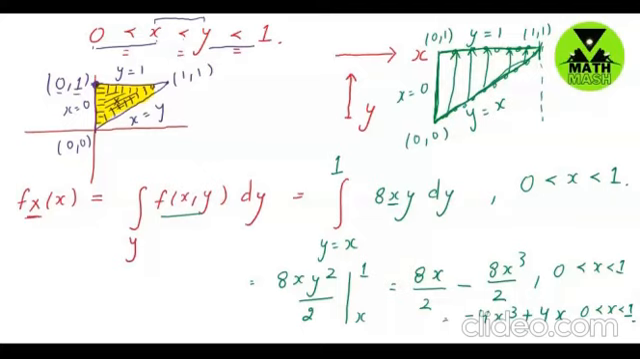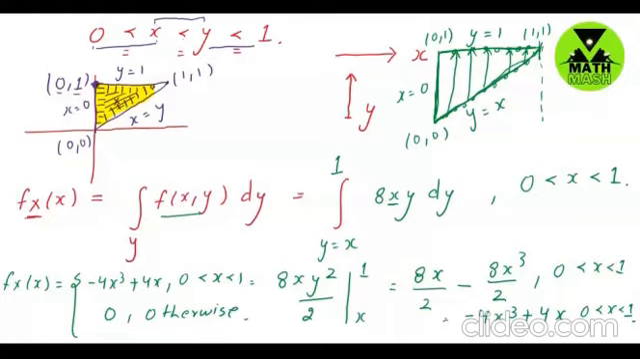So the marginal density of x, that is f_X of x, is given by minus 4x cubed plus 4x whenever x is in between 0 to 1, and 0 otherwise. Similarly, now we have to find the marginal density of y. For the marginal density of y, that is f_Y of y, this time we are integrating f of x, y with respect to x.